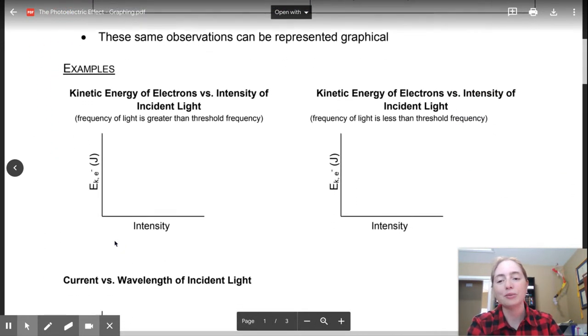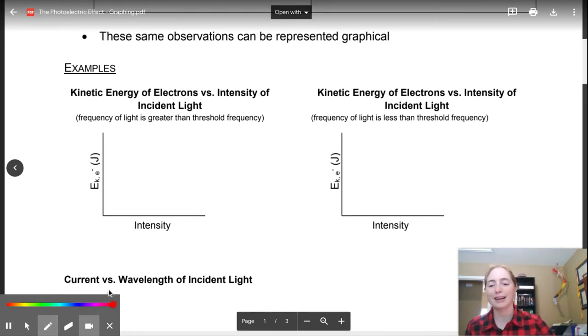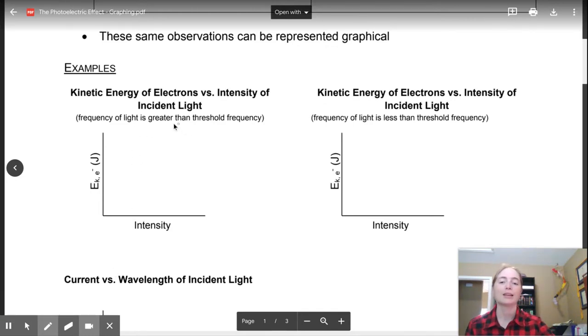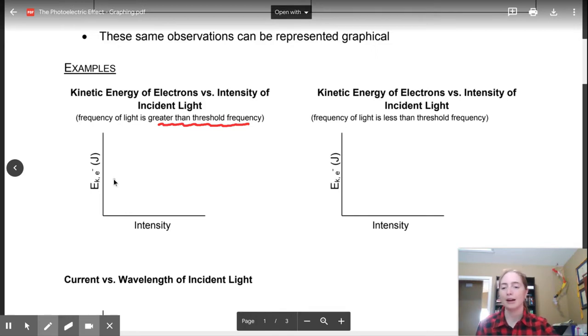Okay, so we can also put these into some graphs. So for this one, notice some of the titles. We've got a few cases here. Now this one is if our frequency is greater than that threshold frequency. Okay, so ladies and gentlemen, once again, please forgive me, I can't draw straight lines on this thing. So our energy and the intensity. Remember, ladies and gentlemen, that energy and intensity are independent of each other. Okay, so this would be assuming that the wavelength or frequency is going to be the same.